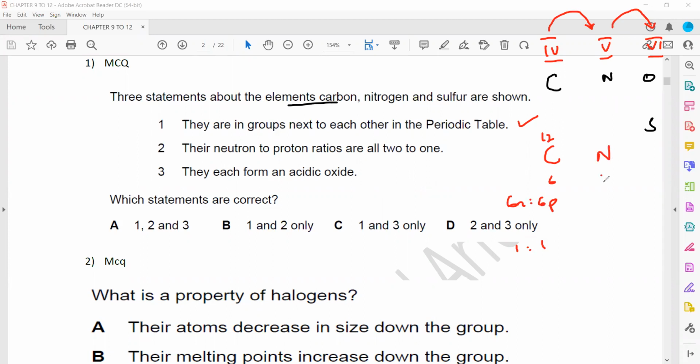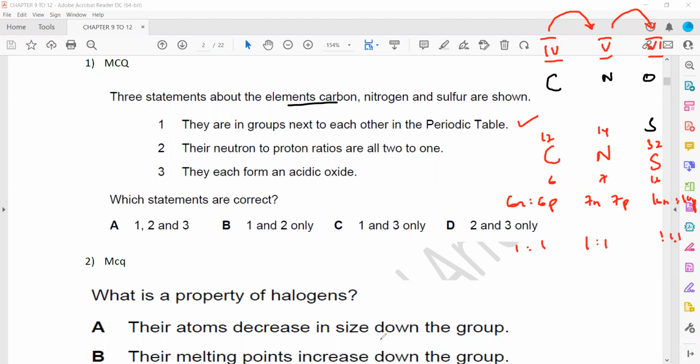Same thing for nitrogen, which is 7 and 14. So nitrogen contains 7 neutrons, because 14 minus 7 is 7 neutrons, and 7 protons. So when we take the ratio it will be 1:1. And what about sulfur? Sulfur is 16 and 32. So this will have 16 protons and 16 neutrons. So the ratio between neutron and proton is also 1:1.